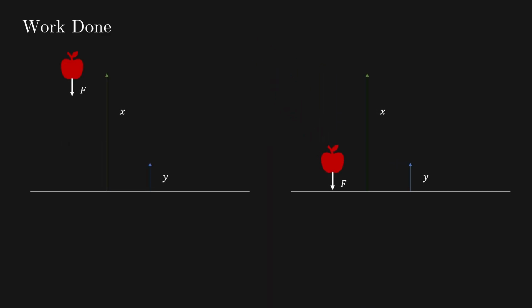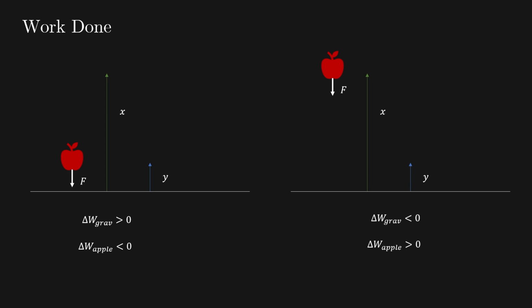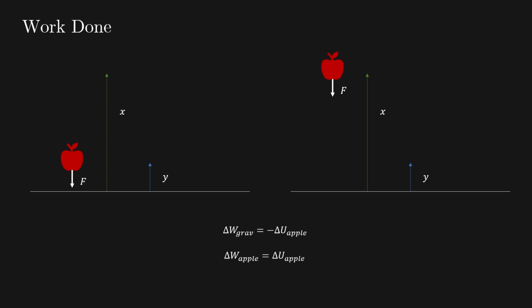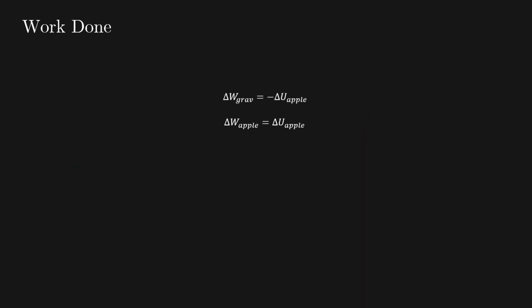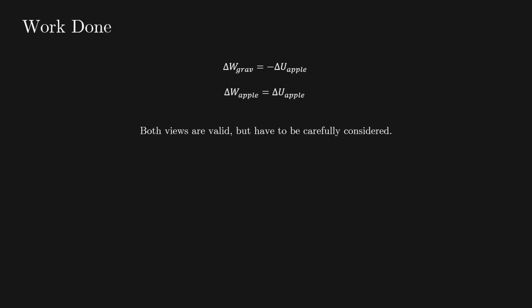However, we can consider the apple's perspective as well. If the apple falls, the field's work is positive and the apple's work is negative. If the apple rises, the field's work is negative, but the apple's work is positive. We therefore get the following relationships between the change in potential energy and the work done from different perspectives.